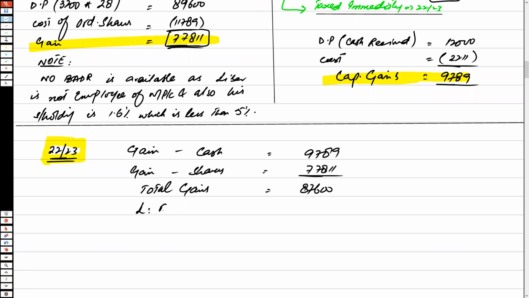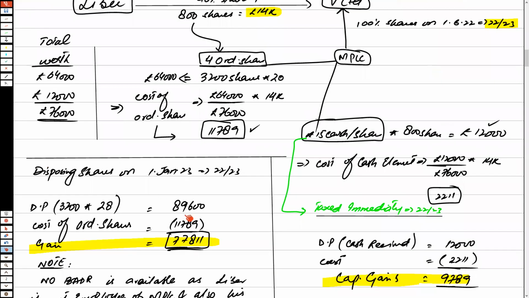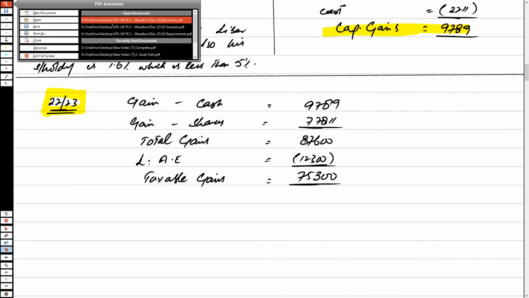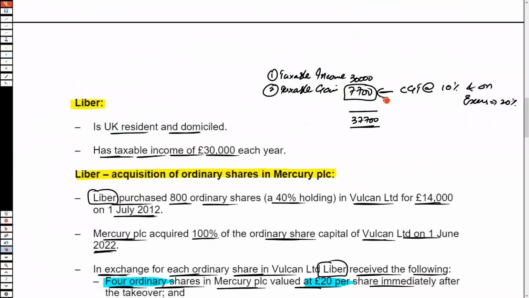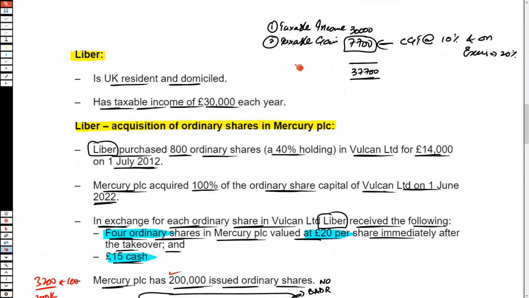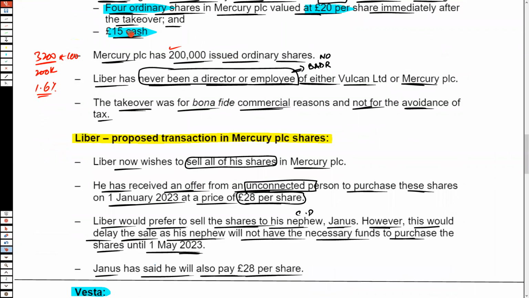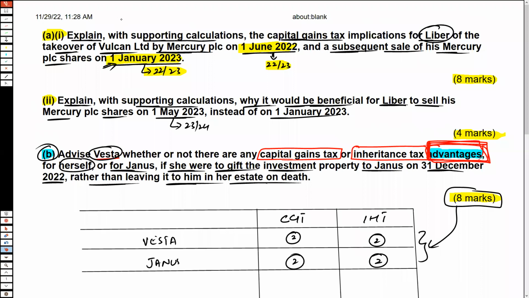From the total gains, we can deduct the annual exemption value. Annual exemption value is 12,300. After this, the taxable gains amount is calculated as 75,300. Furthermore, from this scenario, I have marked one thing, that why the taxable income was given. Due to this reason, because to the extent of 7,700, this amount is available in the basic rate band.